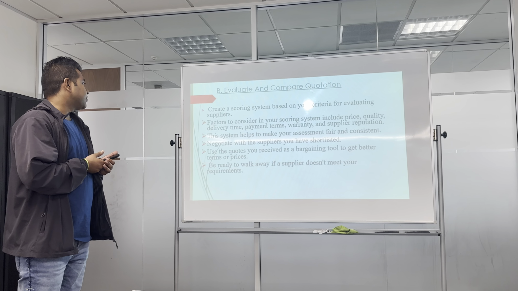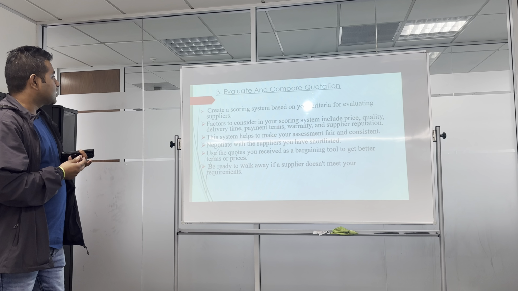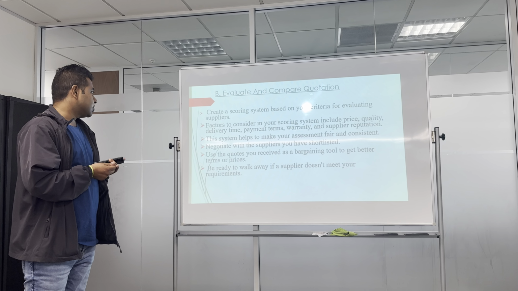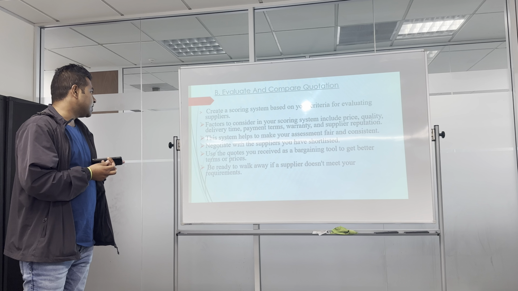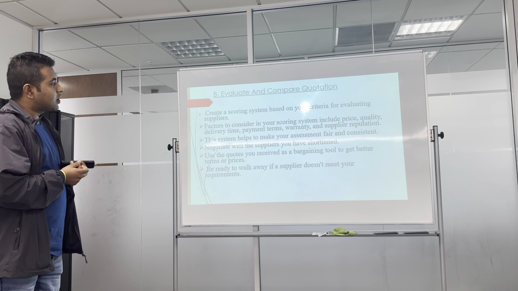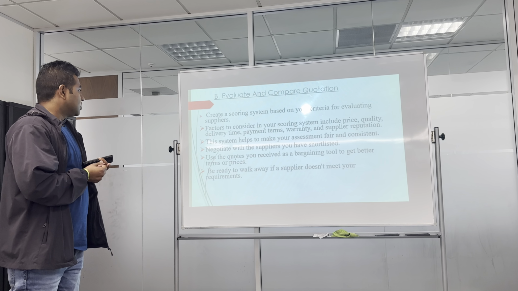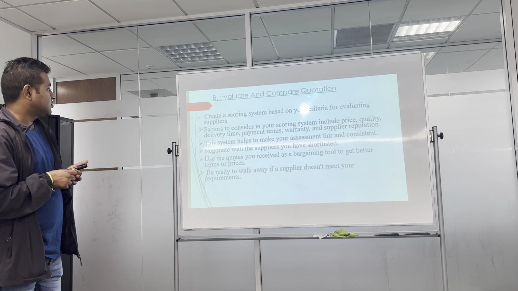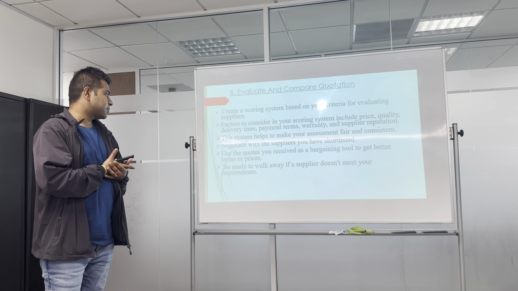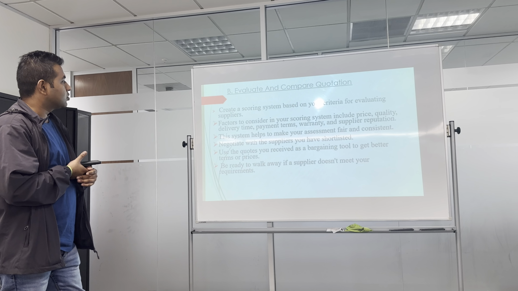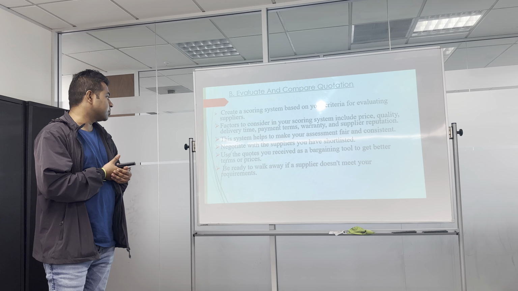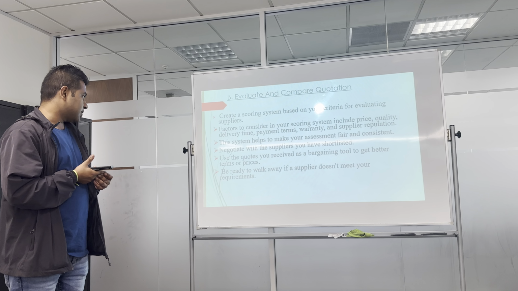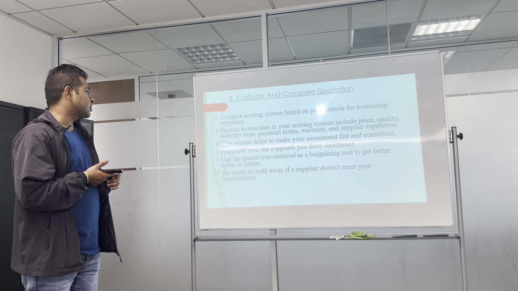Create a scoring system based on your criteria for evaluating suppliers. Factors to consider in your scoring system include price, quality, delivery time, payment terms, warranty and supplier reputation. This system helps to make your assessment fair and consistent. Negotiate with suppliers you have shortlisted. Use the quotes you received as a bargaining tool to get better terms or prices. Be ready to walk away if a supplier doesn't meet your requirement.